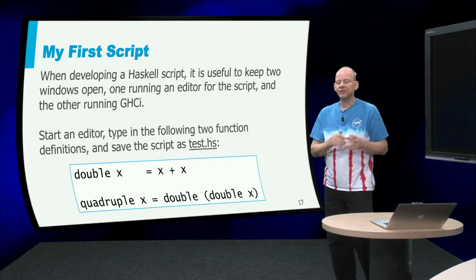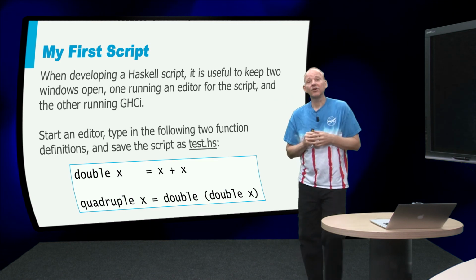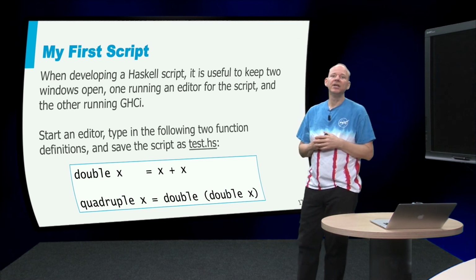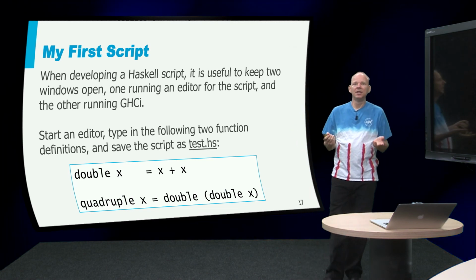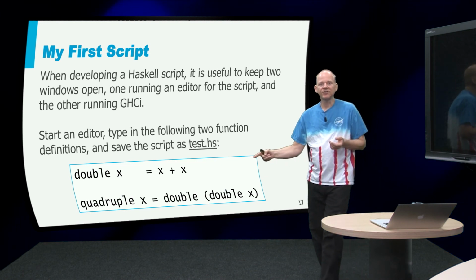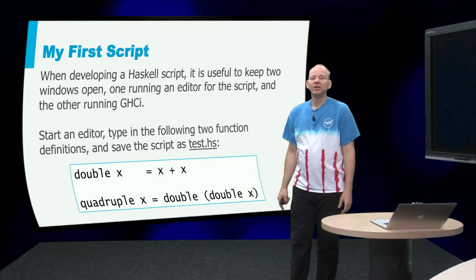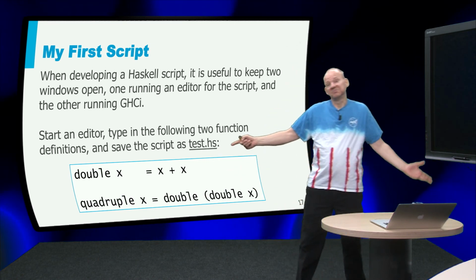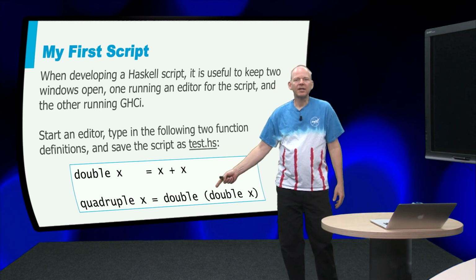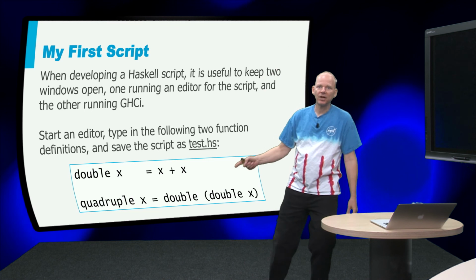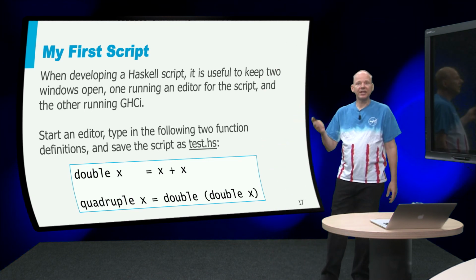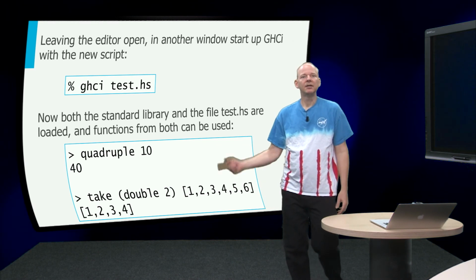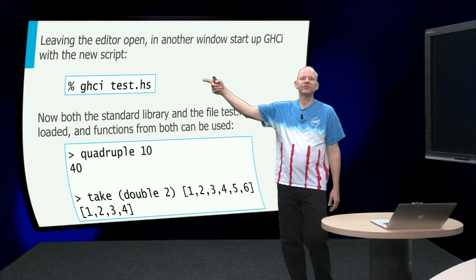So we have the editor window open, we have the GHCi interpreter open, and then we will load the scripts. So in this case, we will create a text file, test.hs, and in there we put two function definitions. The first one, double of x equals x plus x. That's what it promises. And then we can define quadruple by calling double of x. Okay? So we save that file, and then we start GHCi, invoking it with test.hs.